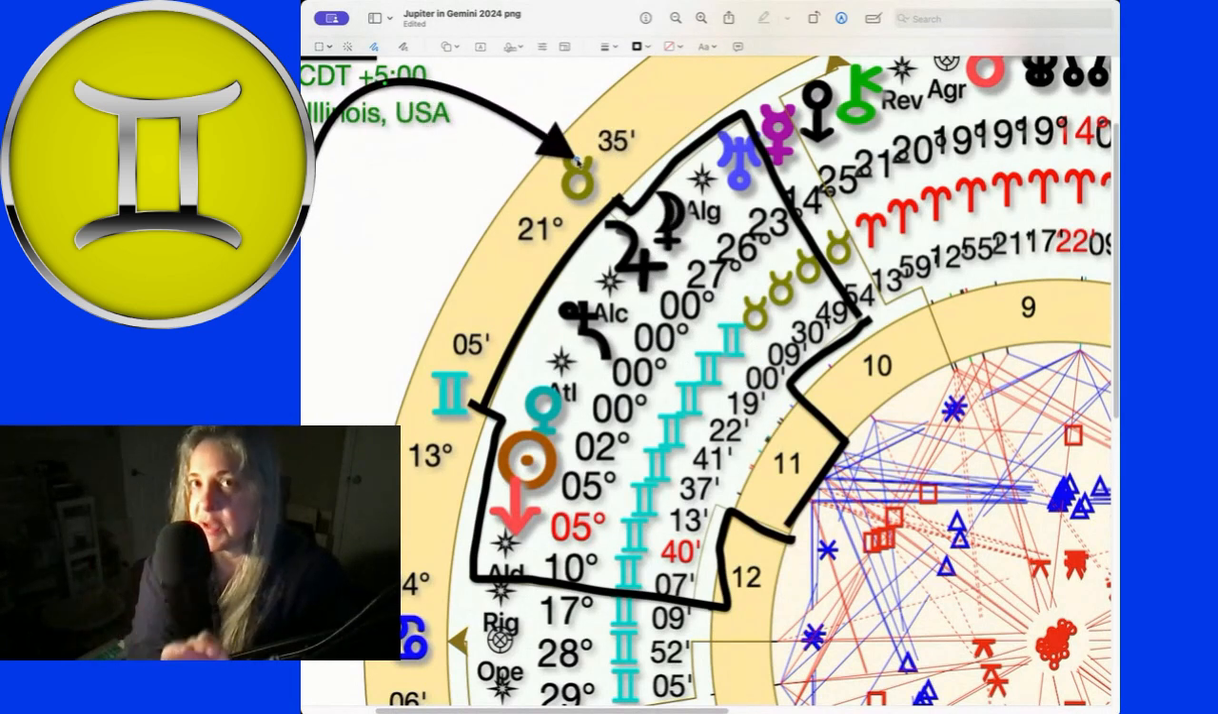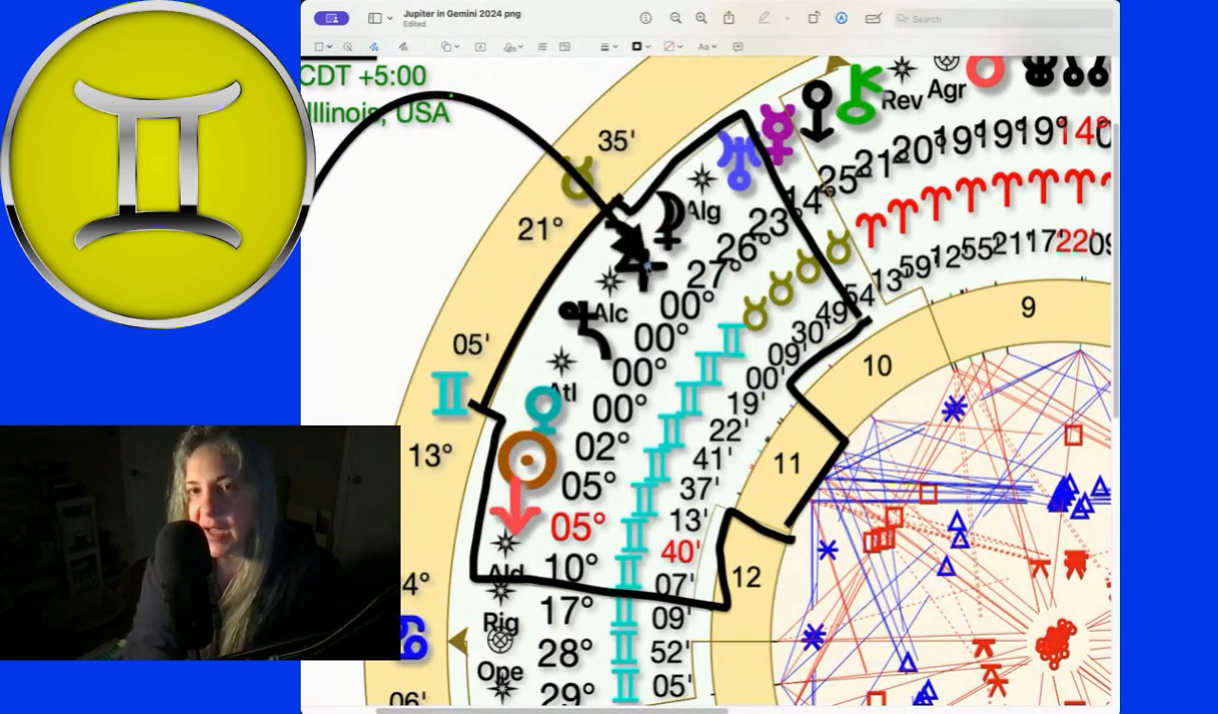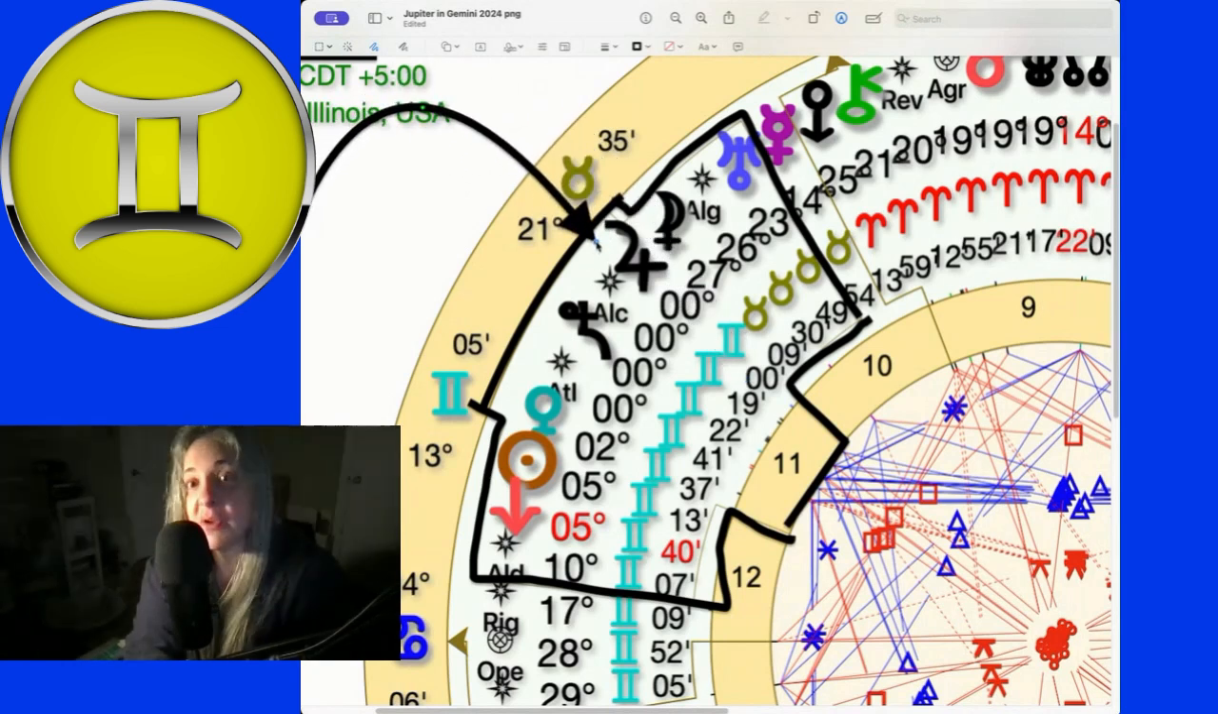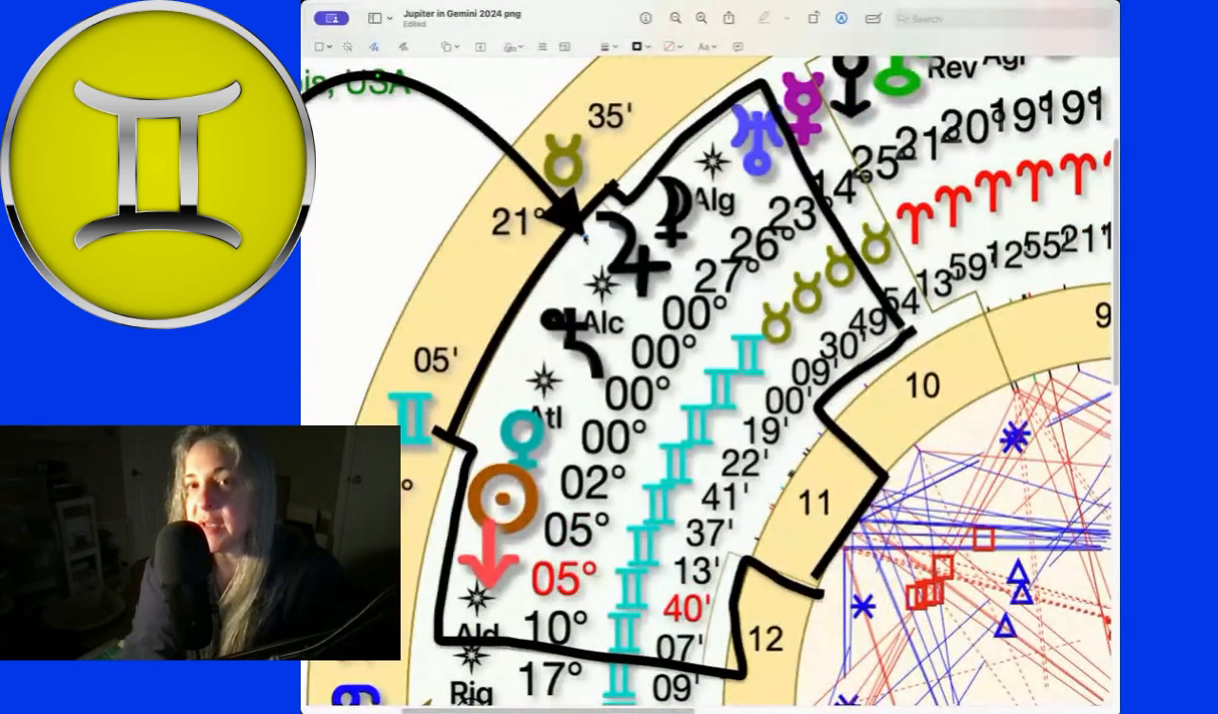There's 30 degrees to a sign, 30 degrees to every sign. Okay. So Taurus is going to end at 29 degrees, and then the next degree is going to be Gemini. So there we go. We found our answer. Gemini at 0 degrees is in the 11th house of this chart.